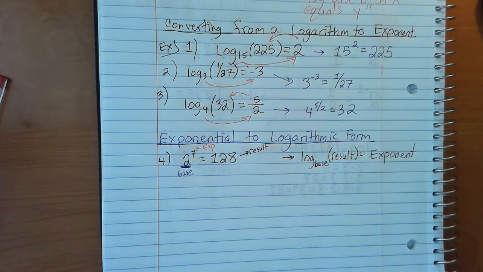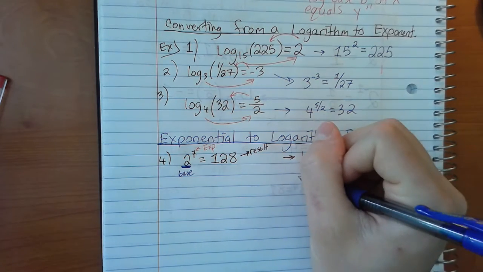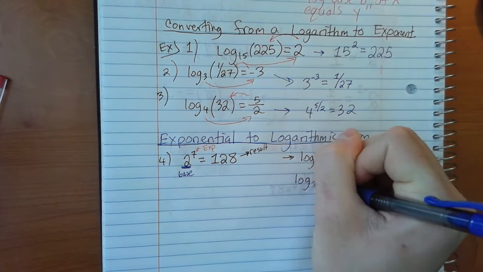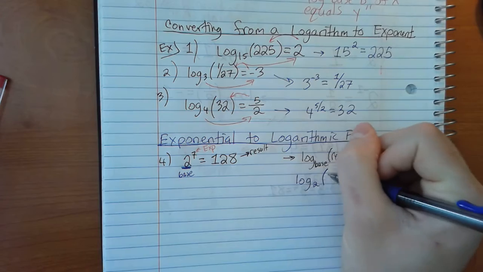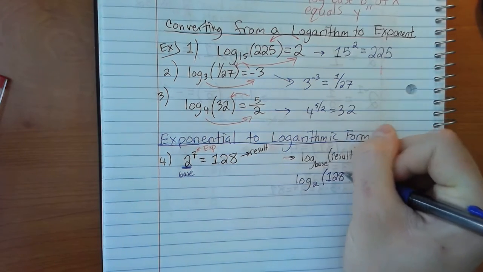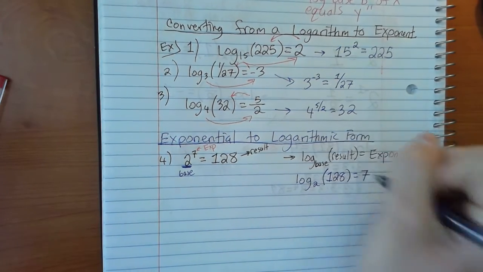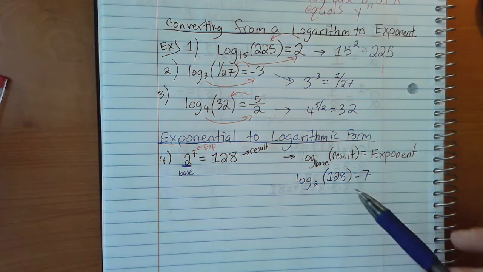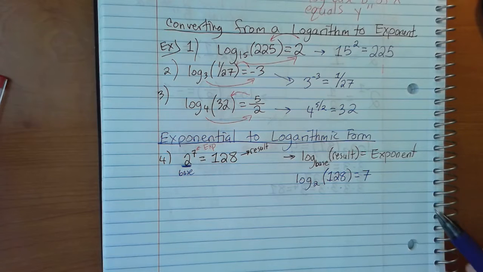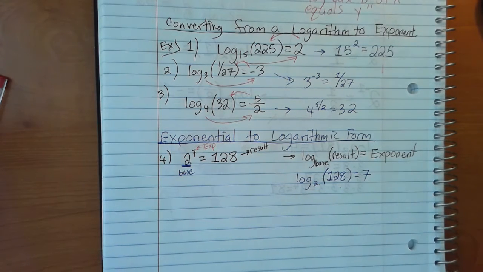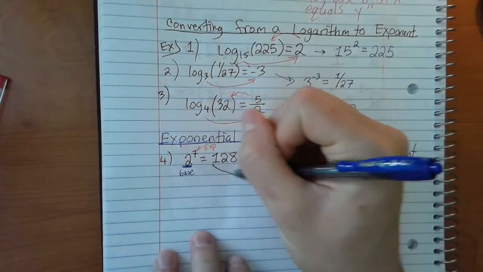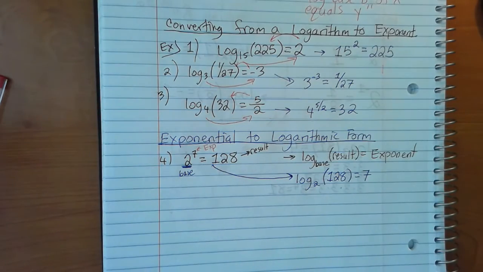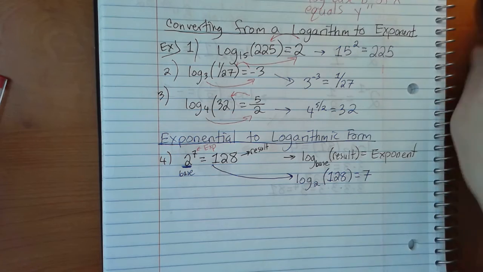So if we want to do that for this problem, we would just write it as log base 2 of 128 equals 7. We have to figure out how many multiples of 2 we need to get up to 128. We know that 7 of those will get us up to 128. And so we know that those two are equal to each other. They are equivalent.